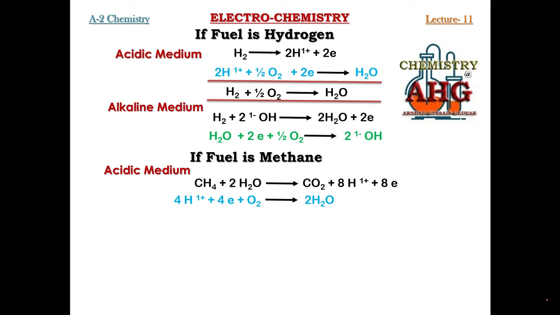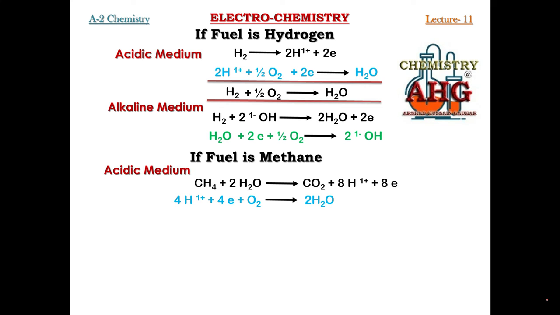Electrons will be cancelled, H ions will also be cancelled, and 2 moles of water will be cancelled on the left hand side, because on the right hand side we would have 4 moles of water. So just give it a try, and write down a net redox equation yourself. Remember, the final redox equation that you will get would be simple combustion of methane, CH4. That's it.